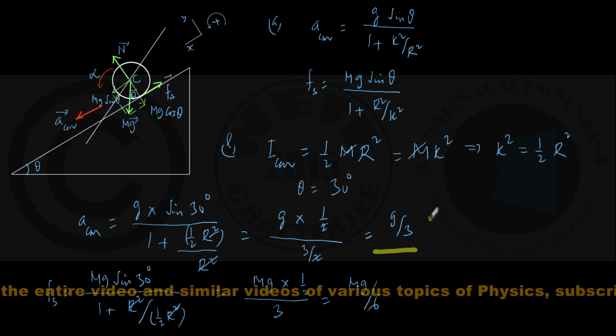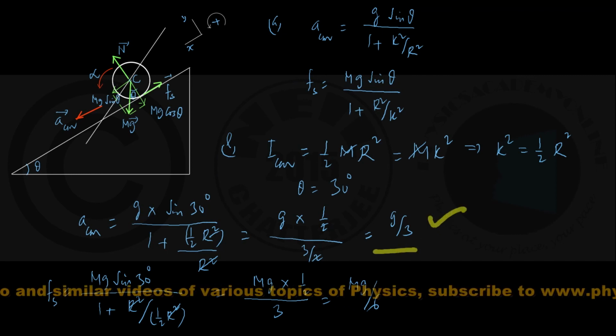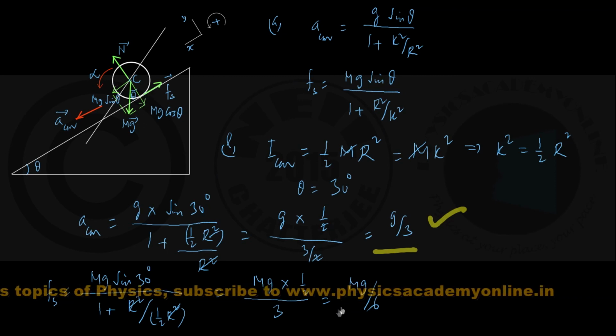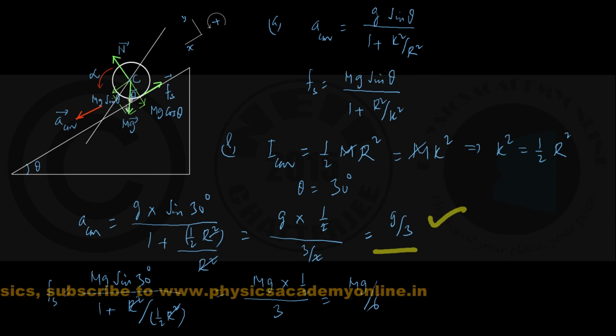Acceleration is g upon 3 down the incline, and the frictional force acting at the bottom up the incline is static in nature, having a magnitude of the force of gravity on the disk divided by 6. So here are the answers of part B of the question.